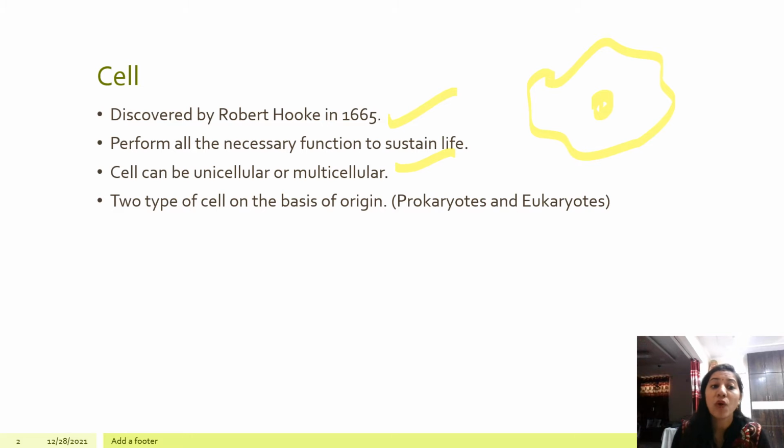Now on the basis of origin, there are two types of cells, that is prokaryotes and eukaryotes. Pro means primitive, they came first on earth. Karyon means nucleus. So prokaryotic organisms are those organisms that came first on earth. Eukaryotes, eu means true here. They have a complete nucleus, but prokaryotes do not have a complete nucleus. So in our next slide we are going to study the structure of the cell.